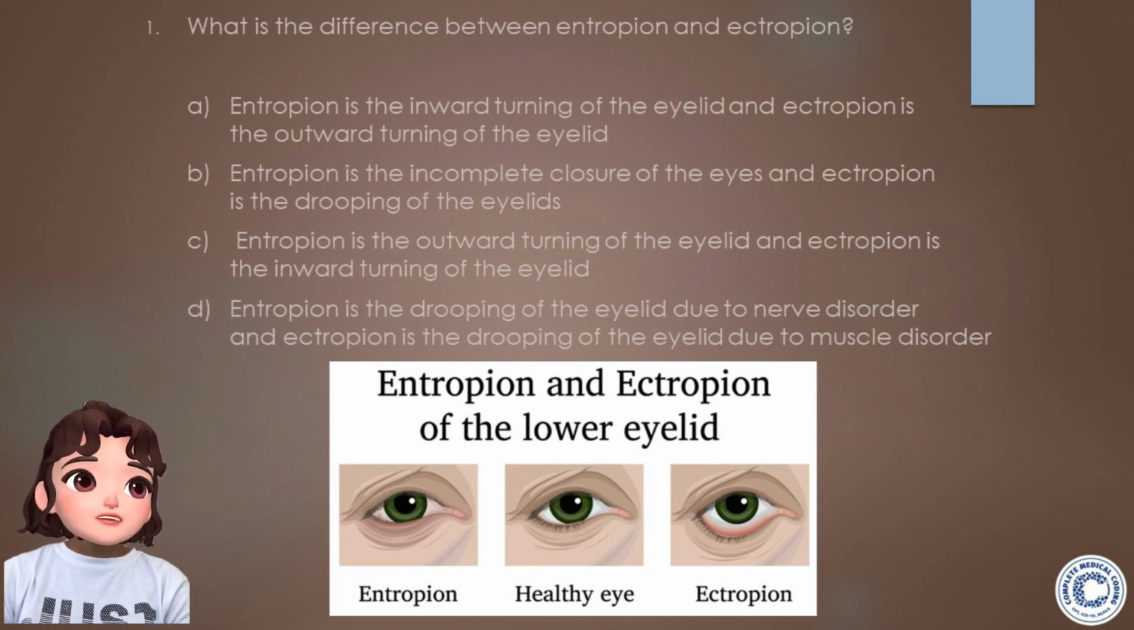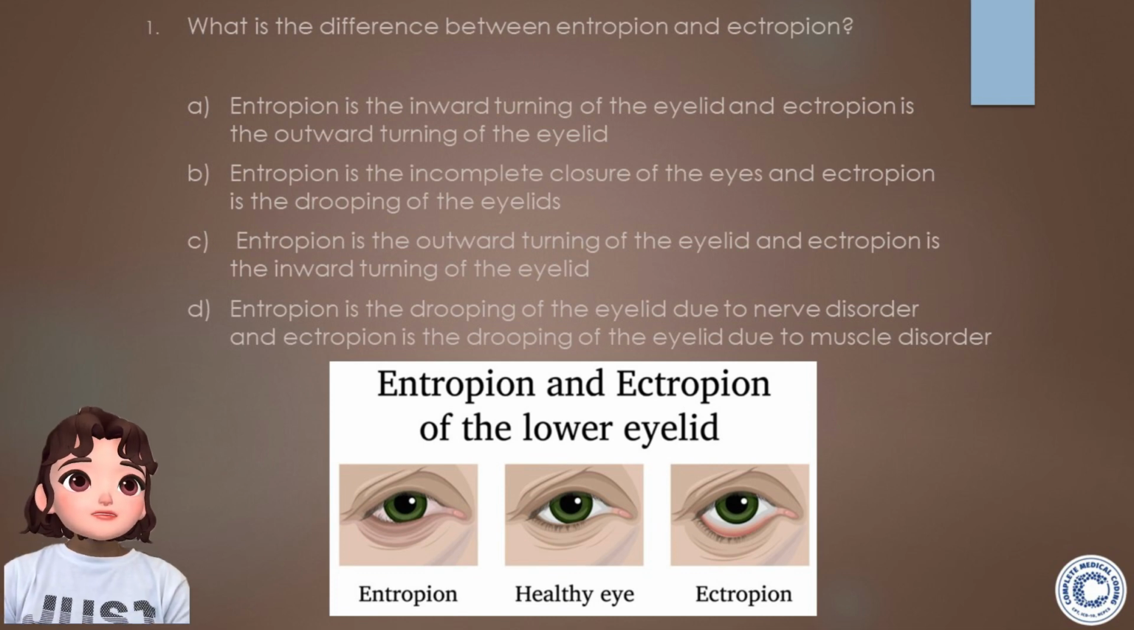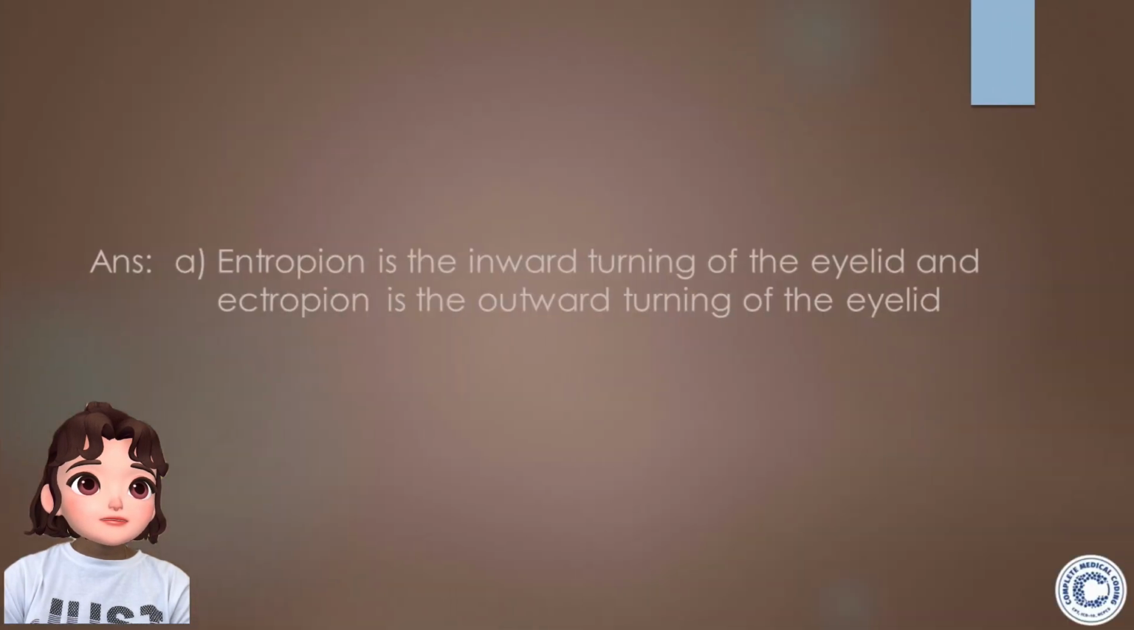Still, let's check the other options also. Option B, entropion is the incomplete closure of the eyes and ectropion is the drooping of the eyelids. No. Next one, entropion is the outward turning of the eyelid and ectropion is the inward turning of the eyelid. No, it's the opposite. Option D, entropion is the drooping of the eyelid due to nerve disorder and ectropion is the drooping of the eyelid due to muscle disorder. No. So option A will be the answer. Entropion is the inward turning of the eyelid and ectropion is the outward turning of the eyelid. Let's check the answer. Yes, option A is the answer.